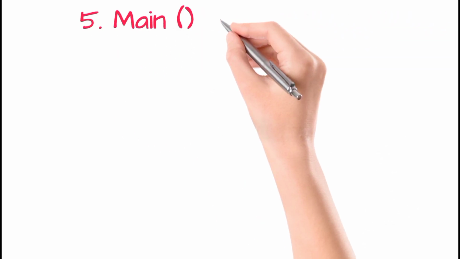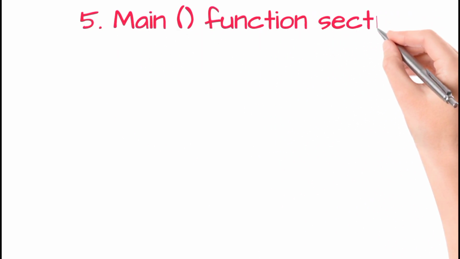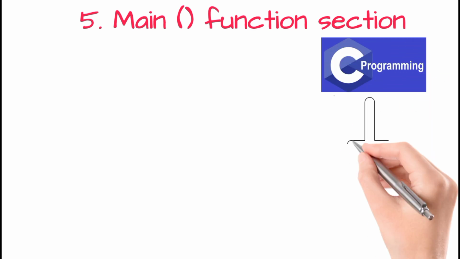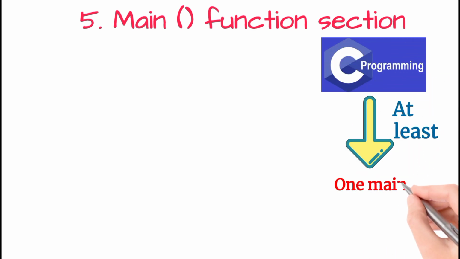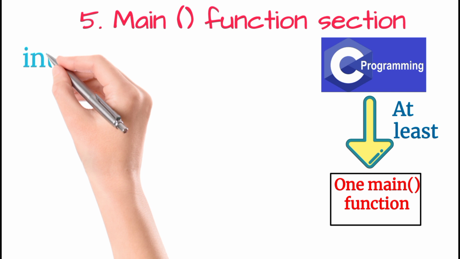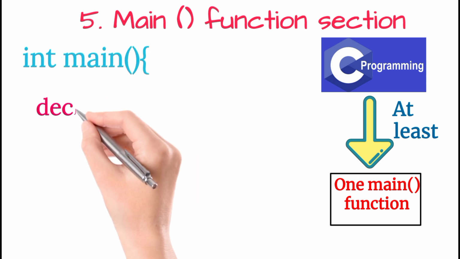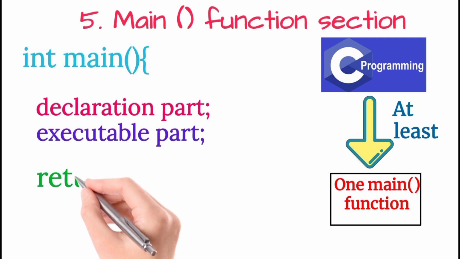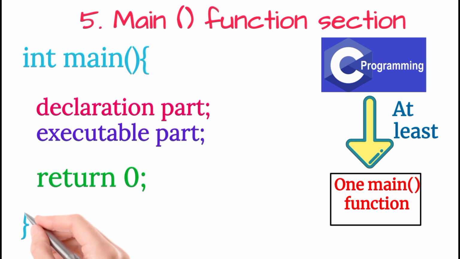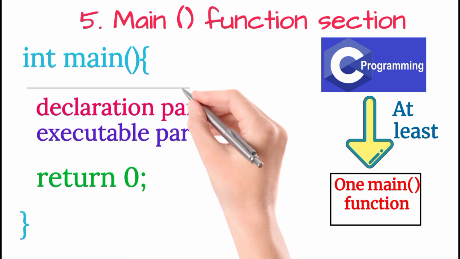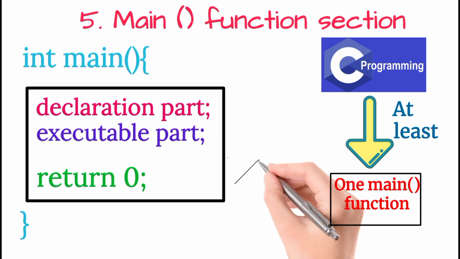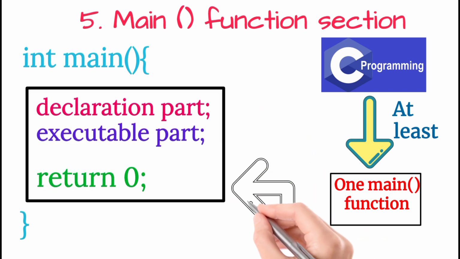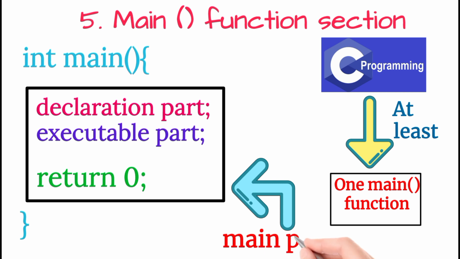Next one is main function section. Every C program must have at least one main function section, because this is the function within which the declaration and executable part, or simply main part of the program, is written. The declaration and executable parts are just the codes you write inside the curly braces of main functions. While coding, you must be very careful to terminate every single line of executable code by a semicolon at the end.